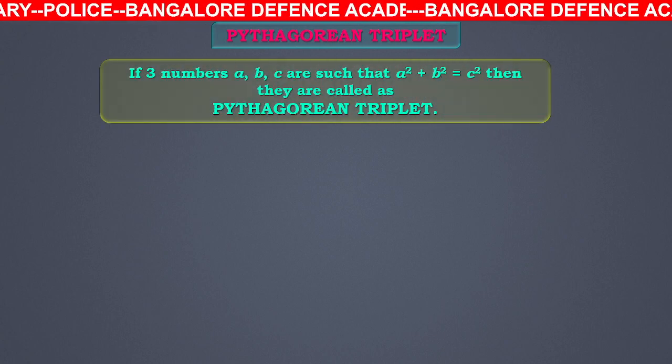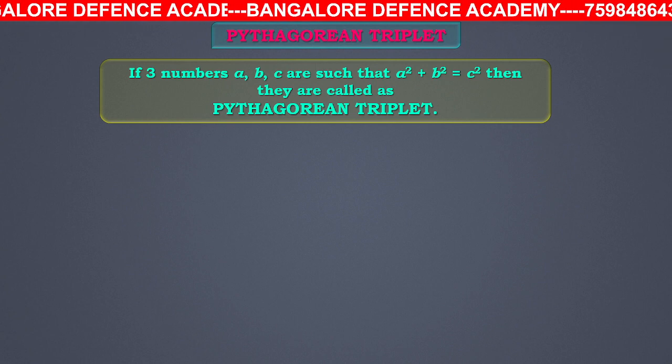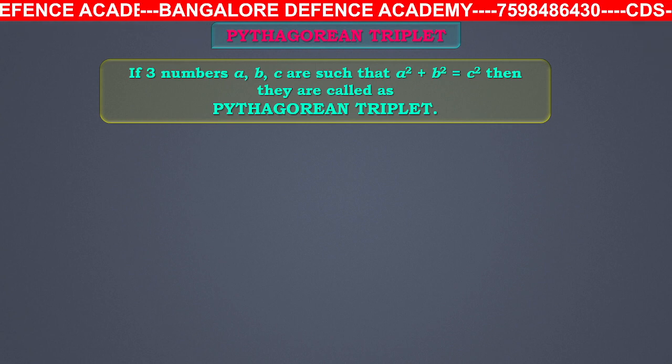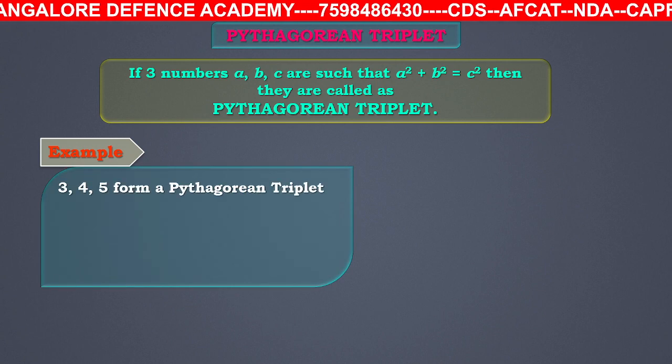In this chapter, we'll try to understand what is Pythagoras theorem. Pythagorean triplet. If three numbers a, b, c are such that a square plus b square is equal to c square, then they are called as Pythagorean triplet. So let us foresee an example here, 3, 4, 5.